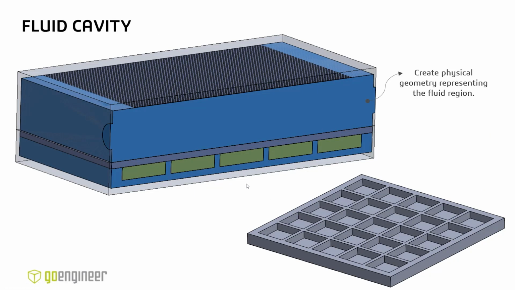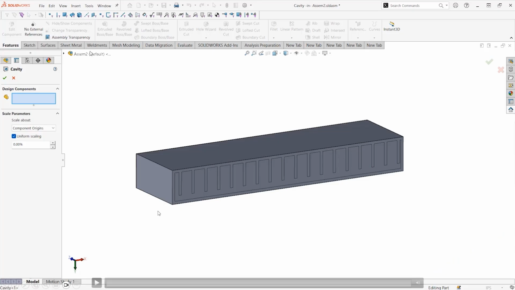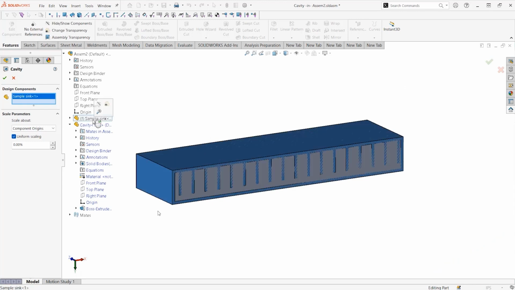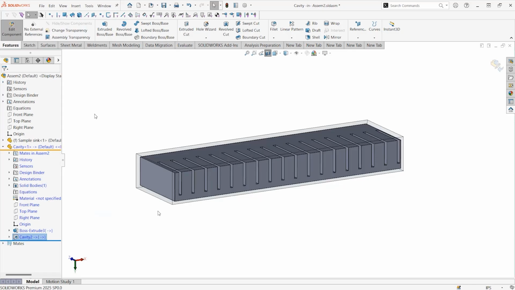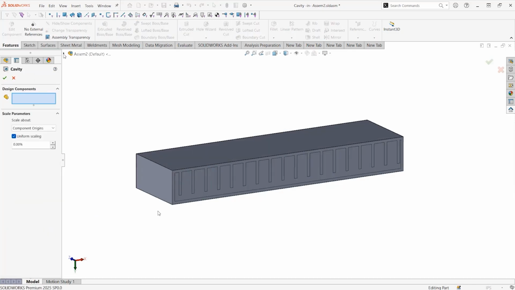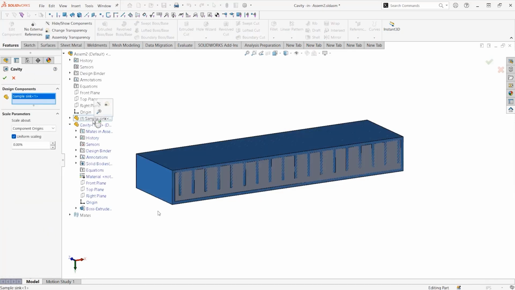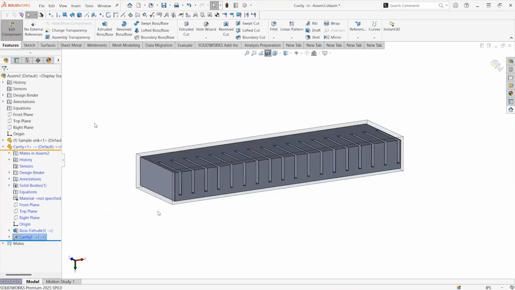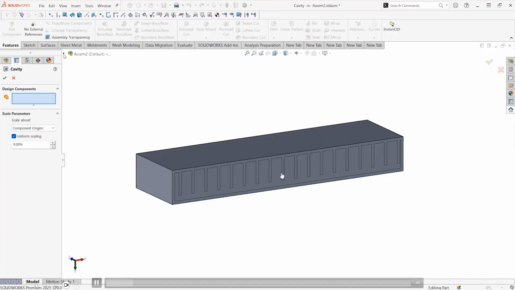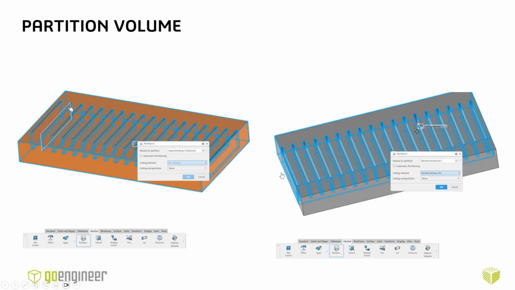To follow this idea, I would need to create physical geometry, physical CAD geometry, to represent the fluid region. Fortunately, in SOLIDWORKS, this is not too hard to do. Really just a couple clicks. This is called the cavity command. I would take a block, I use a cavity, I basically subtract out my heatsink geometry from that volume. And so I end up creating a block that is representing the fluid.